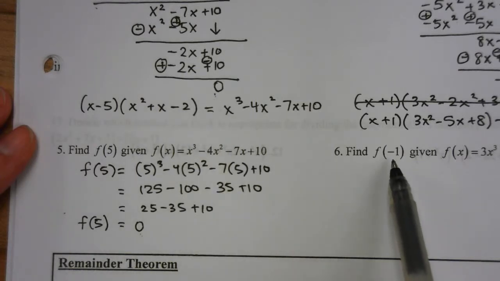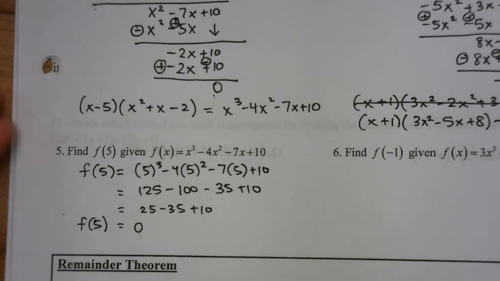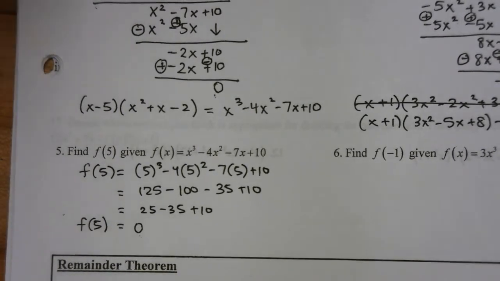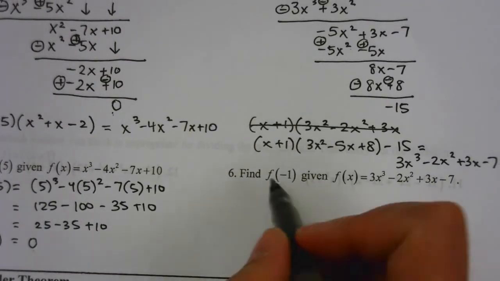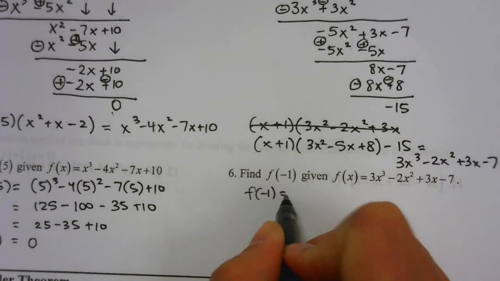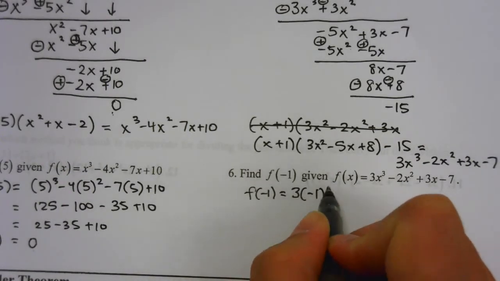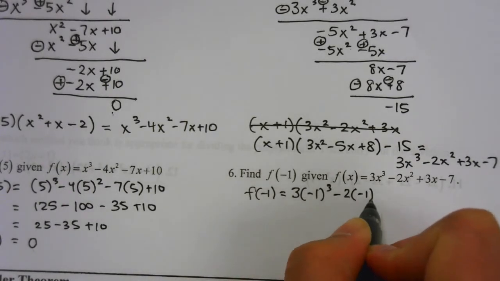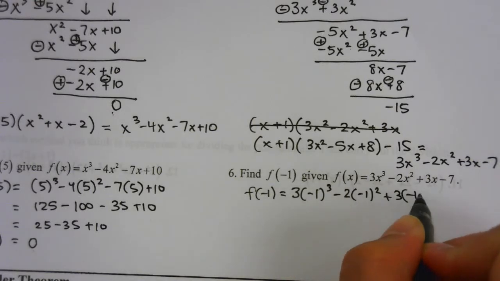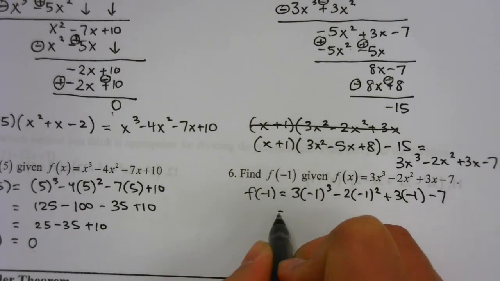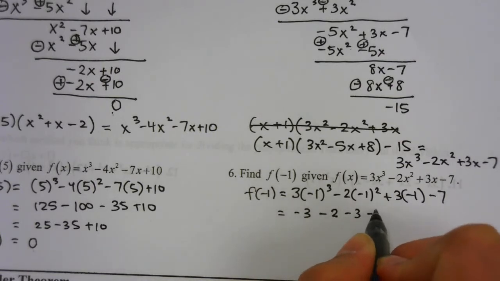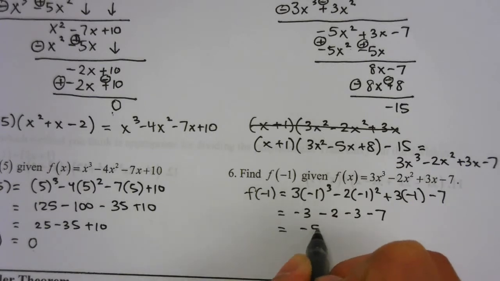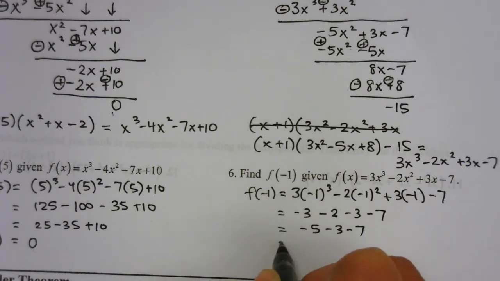So on this one, when I substitute in negative 1 into my polynomial over here on number 6, I should get a negative 15 because that's what my remainder was in number 4. So when we take f of negative 1 and substitute it in everywhere, when I start evaluating this, I get a negative 3 minus a 2 minus a 3 and minus a 7, which gives me a negative 5 minus 3 minus 7. So that's going to give me a negative 8, and a negative 7 gives me negative 15.